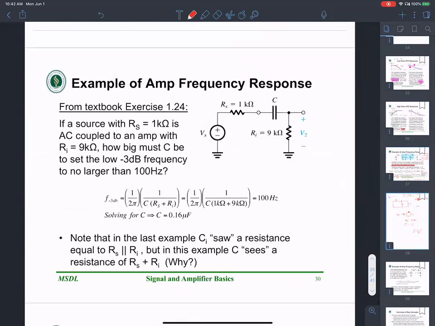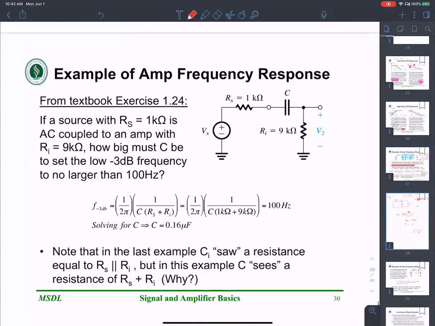All right, so let's do another problem here. Problem number 1.24. The source resistance is given to be 1 kilo ohm, Rs. It's coupled with the capacitance, and then Ri is given to be 9 kilo ohm.